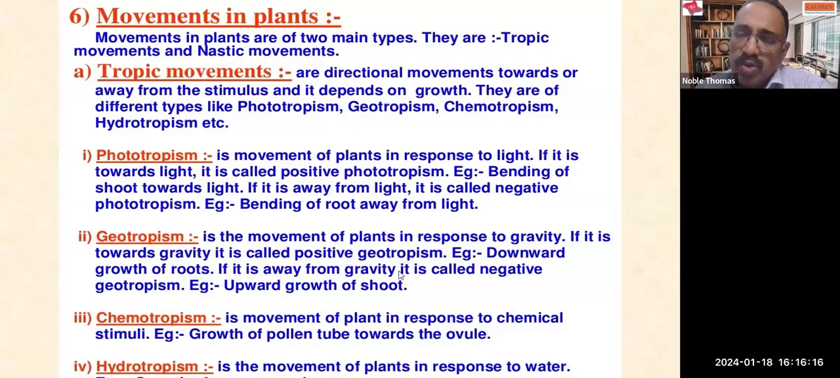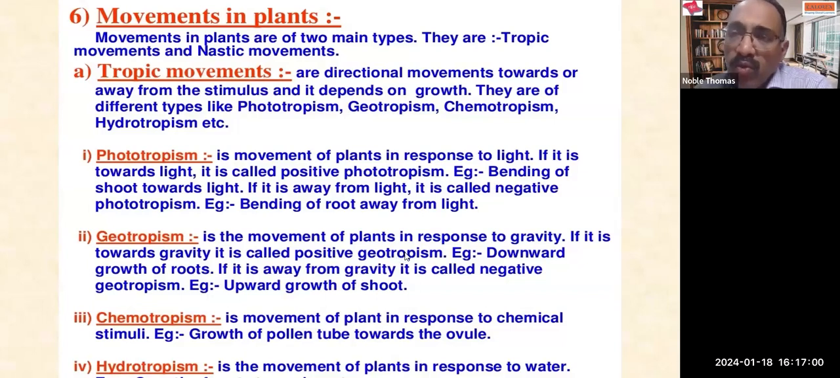Chemotropism is another response, to chemicals. The only example that we can write is the growth of the pollen tube towards the ovule. Once a pollen lands on the stigma and germinates, the pollen tube should grow towards the style and enter into the style. That is happening mainly because of the ability to identify in which direction the style is. Otherwise, the pollen tube could germinate in any direction. But it will germinate towards the stigma, enter into the style and grow towards the ovary.